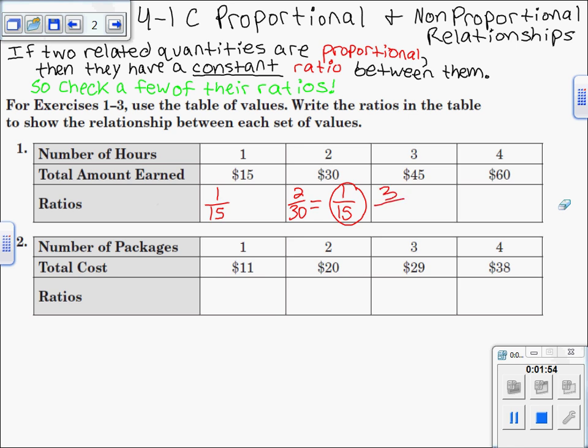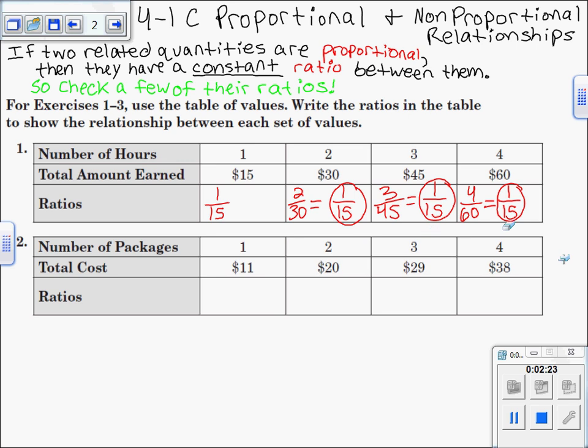Check the next one. That's 3 over 45. This one also simplifies, and let's see, divide top and bottom by 3. The top becomes 1, and the bottom is going to become 15, because 45 divided by 3 is 15. Now the next one, 4 over 60, I think you notice a pattern at this point. Simplify, divide top and bottom by 4, we get 1 over 15. So in this situation, all 4 of our ratios were exactly the same.